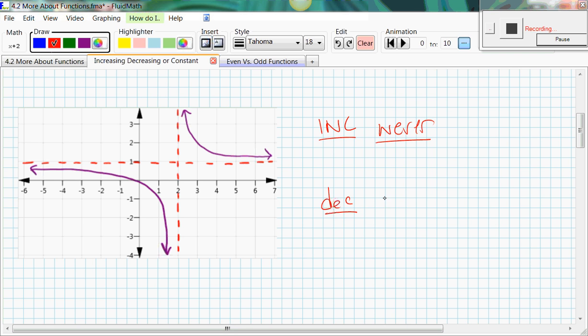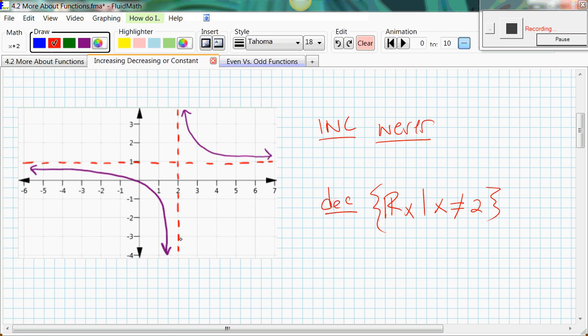And the domain of this was all real numbers x such that x is not equal to 2. So everywhere else, this graph is constantly decreasing, even though it doesn't look like it from here to here. But as we move from left to right on the x-axis, our output values are constantly getting smaller.